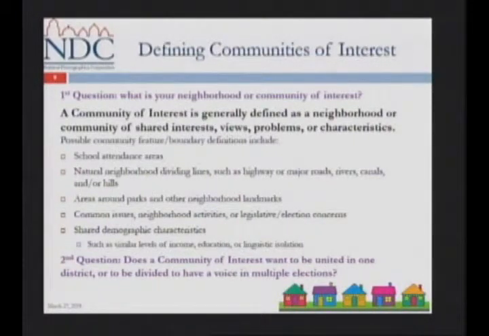So that's part of the reason we have these public hearings, and I'll be sitting over on the side taking notes as the public comes up, because I want to hear what they say a community of interest is to them, because we'll try to account for that in our mapping.